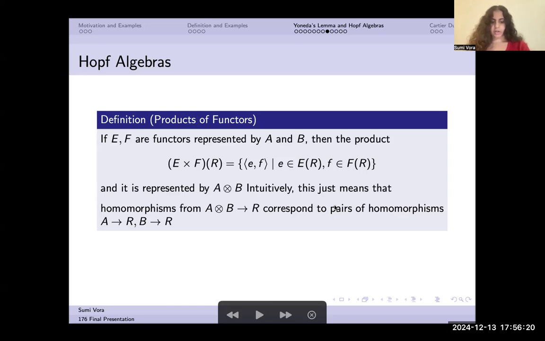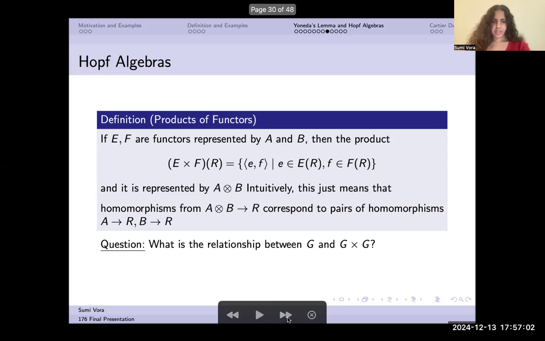And so intuitively, all this is saying is that if we have a homomorphism in the product, then that's just going to correspond to E times F of R, and these just correspond to pairs of homomorphisms from A to R and B to R. Right, and I just sort of logic that out by saying that the homomorphisms correspond to functors, and then the functors use the definition again, and then make those correspond to homomorphisms again. Sorry, hopefully that was clear.